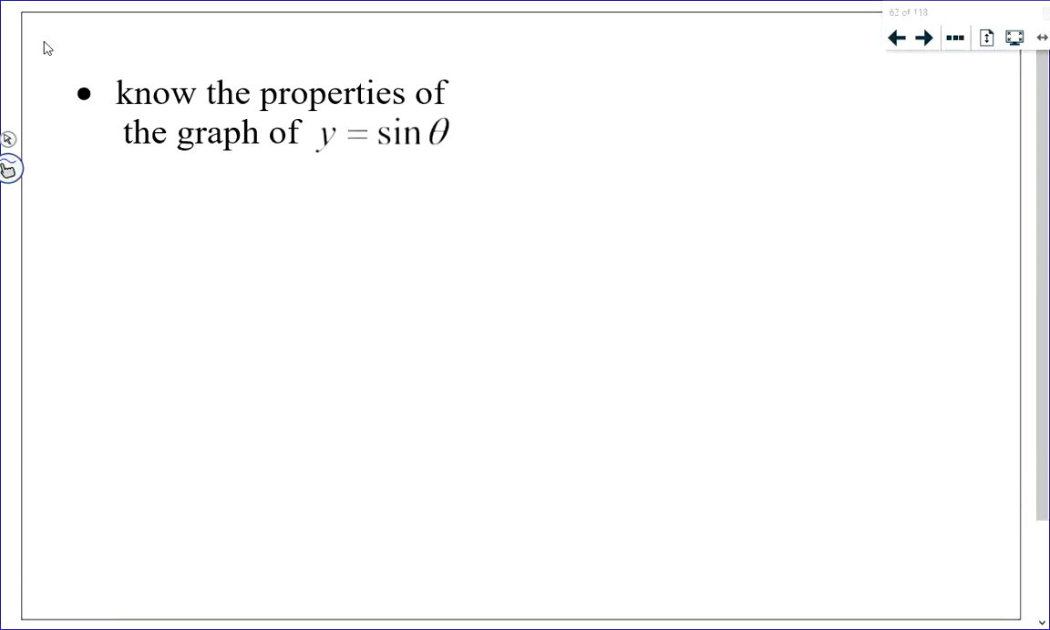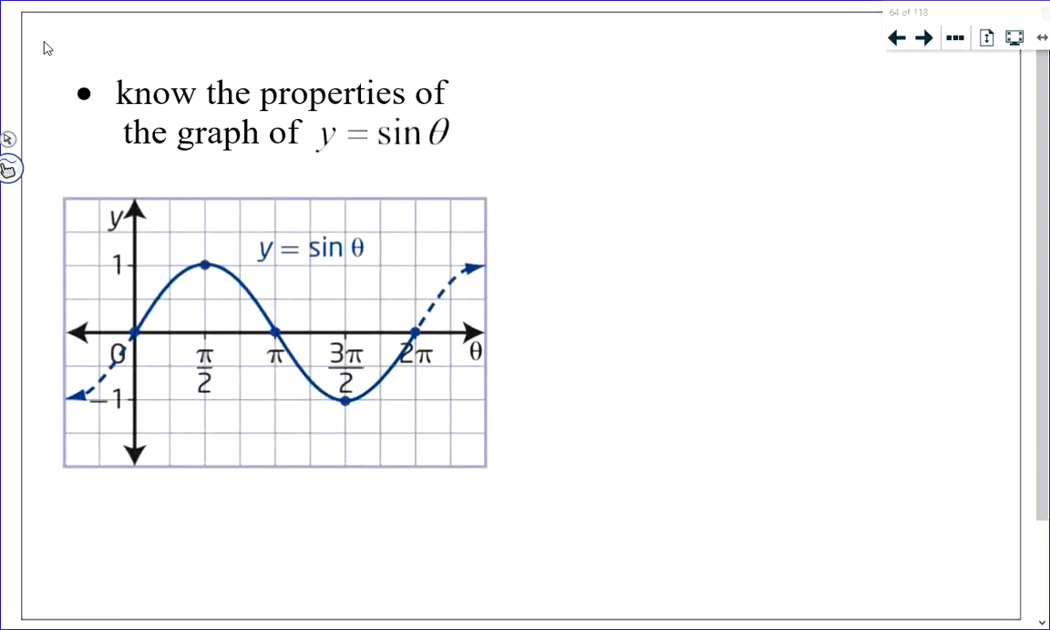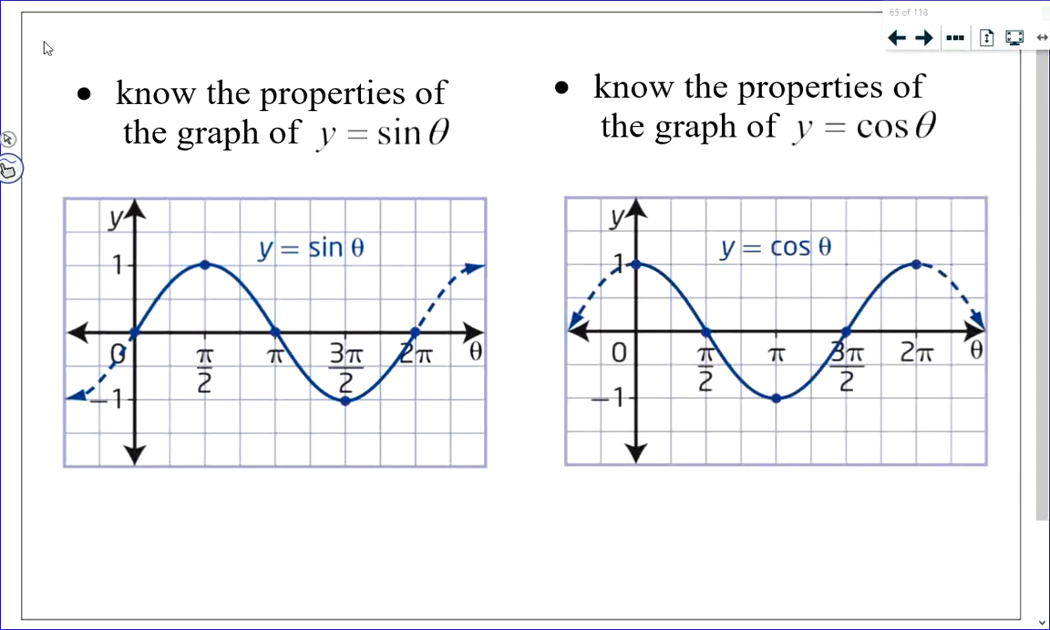trigonometric equations. You need to know the properties of the graph of y equals sine of theta and of y equals cosine of theta, and you need to be familiar with the terminology. So, for example, the amplitude of either of those graphs is 1. The period of each of the graphs is 2 pi, or 360. The start point of a sine graph is at the origin, whereas the start point of the cosine graph is at the top.